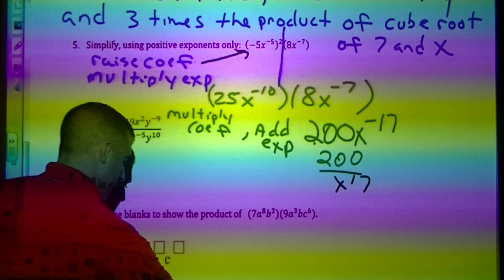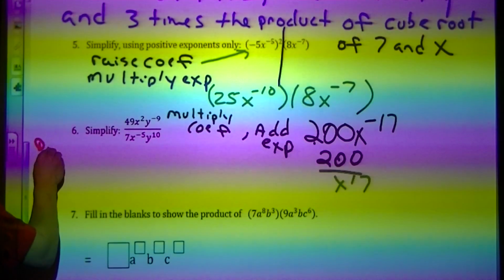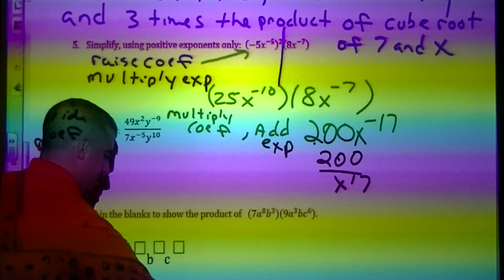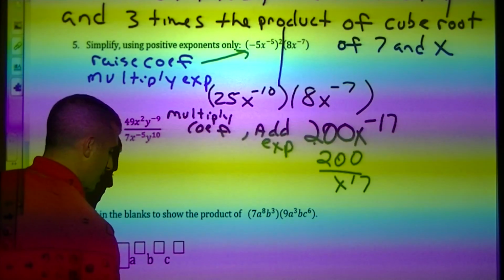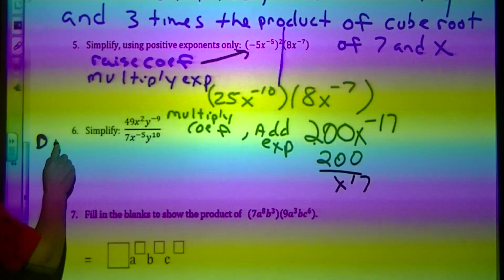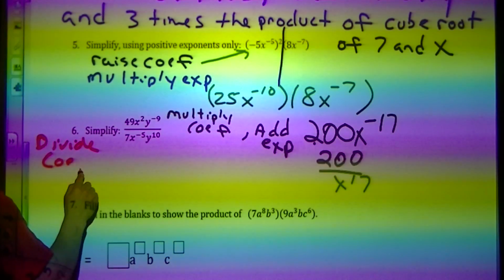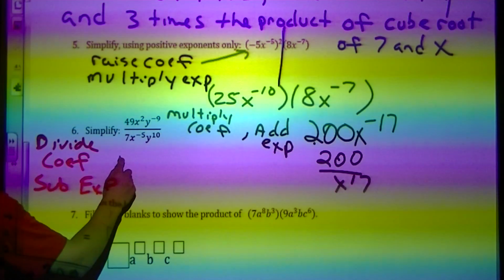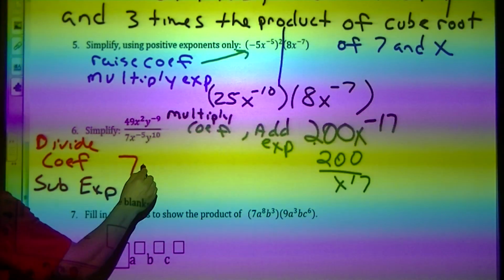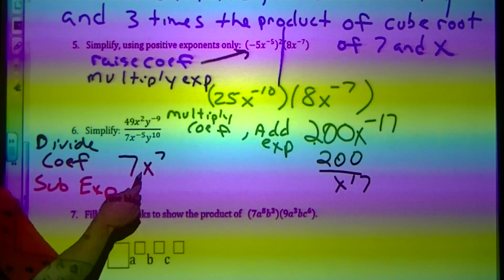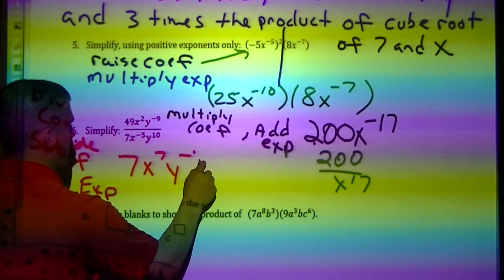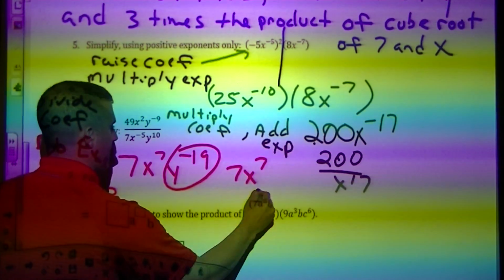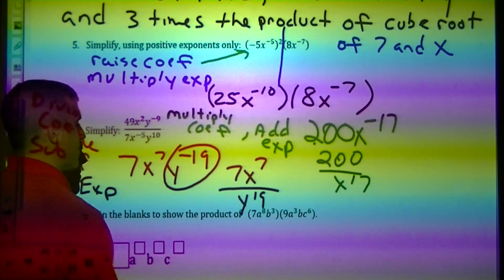Simplify. This is division, so I'm going to divide the coefficients. That's really messy, let me clean that up, it's hard to read. Divide the coefficients and subtract exponents. 49 divided by 7 would be 7. 2 minus 7 would be negative 5. Negative 9 minus 10 would be negative 19. The only thing that's going to move here is that, so I have x to the 7 staying there, and the other moves under and becomes positive.